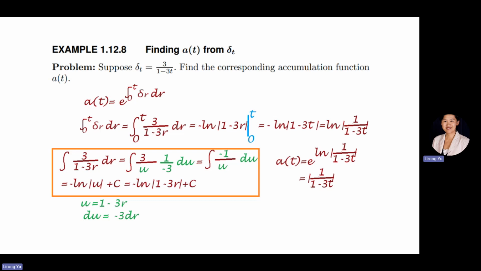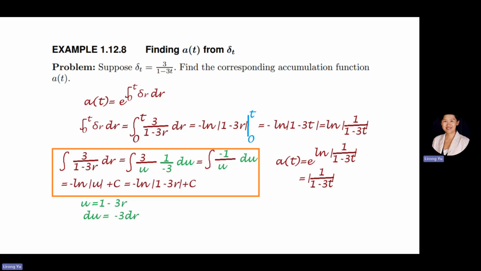Instead of 3 over 1 minus 3t, I write 3 over 1 minus 3r for the integration. All right, so there we have the integration, a little bit particular. The part I blocked is just to explain the integration. Because the integration variable is r but the integration limit is t, that made it a little bit complex, with multiple variables in the same expression. So I decided we should calculate the indefinite integral first, and then finally plug in the t.